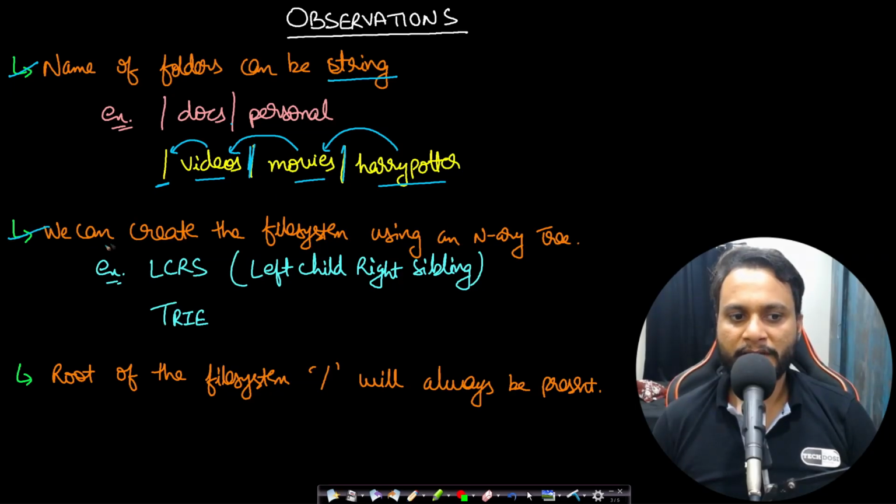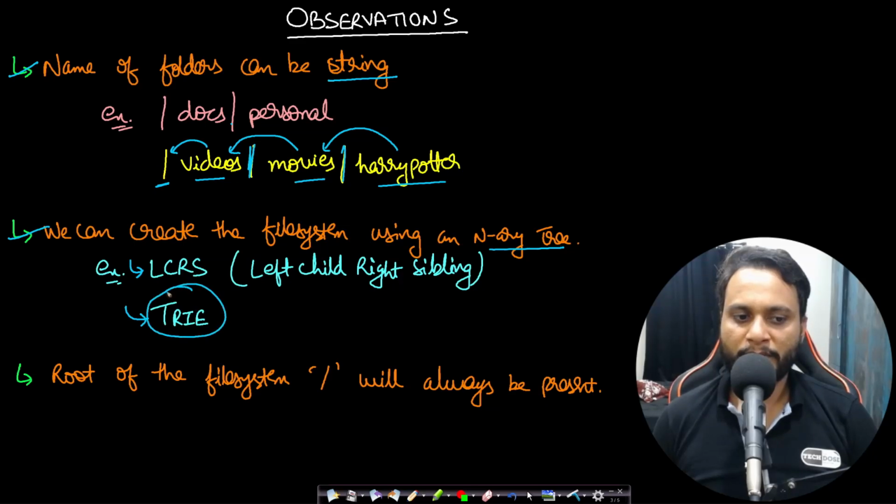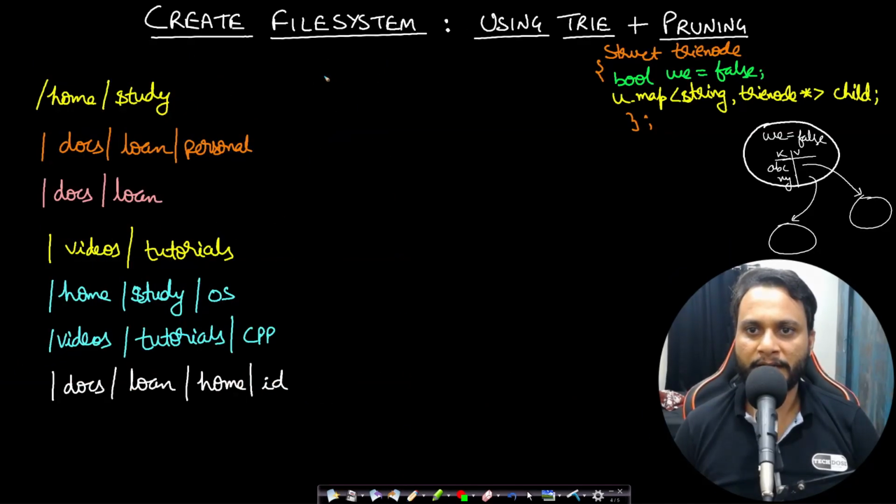The second point is we can create the file system using an n-ary tree. And the most popular n-ary trees for implementing file systems are the LCRS trees, which is left child right sibling trees, and also the tries. So in this case we will be solving the problem using trie. The third thing to note is the root of the file system / will always be present, as I said. Okay, now since we will be solving it by trie, let's look at a dry run, and we will be using the pruning technique to skip the unwanted folders creation. Okay, you will learn about pruning in the dry run itself.